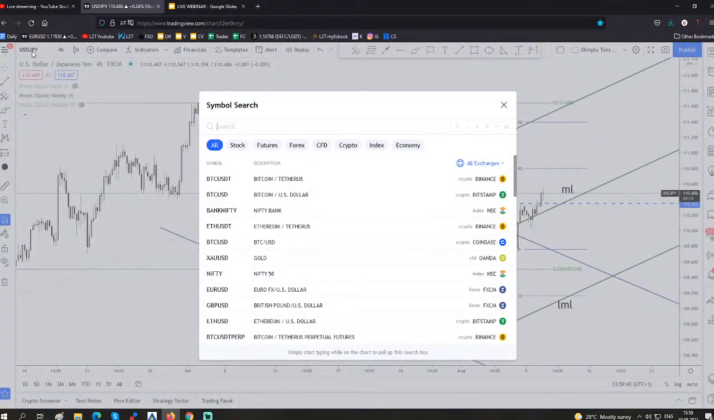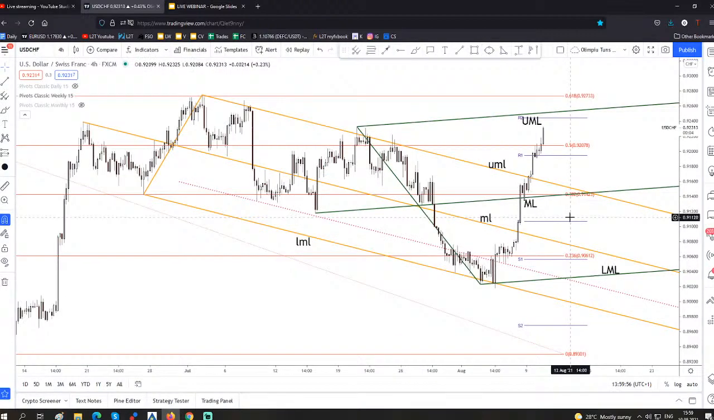US dollar versus the Swiss franc, an amazing rally right now, only because I believe that the DXY continues to increase. So the DXY continues to increase. We have a strong positive correlation between the DXY, the dollar index, and the US dollar versus the Swiss franc. So as long as the index continues to increase, this pair will increase as well, guys.